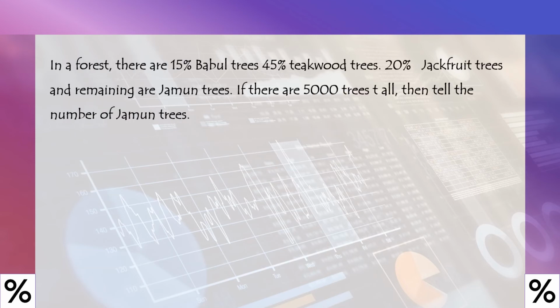In a forest, there are 15% babul trees, 45% teakwood trees, 20% jackfruit trees, and the remaining are jamun trees. If there are 5,000 trees in all, then tell the number of jamun trees. Okay, a simple sum, but a little bit tricky if you wonder how we are going to get the answer. Now, let us see the options: 2,750, 1,500, 1,000 or 750.